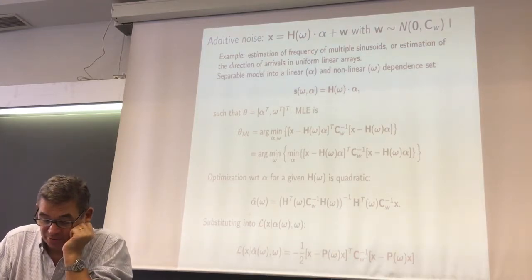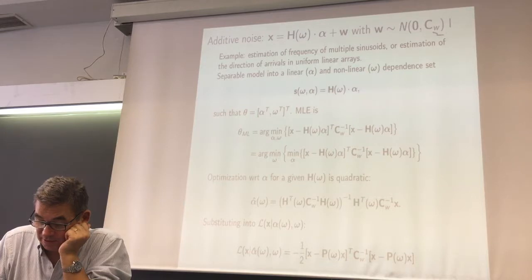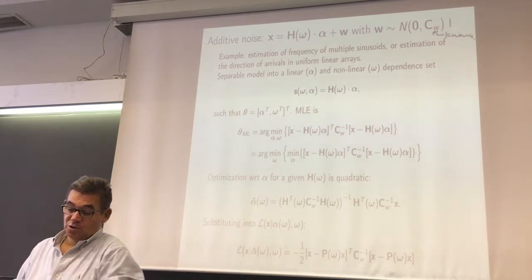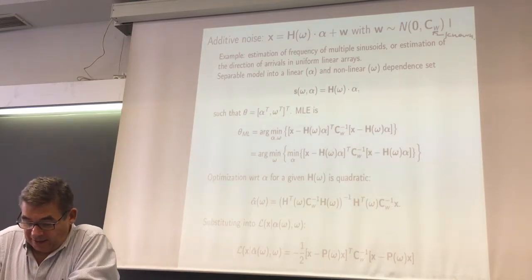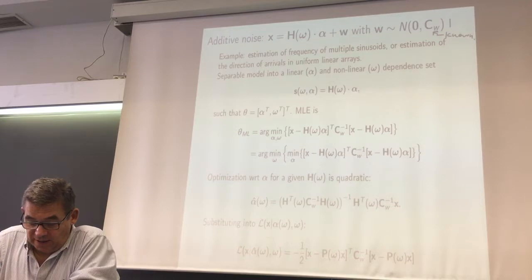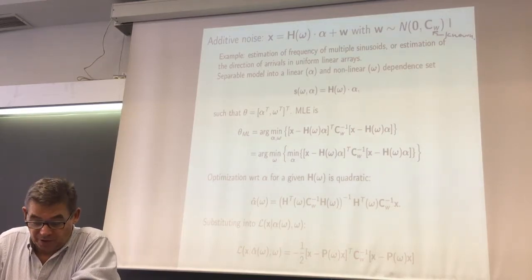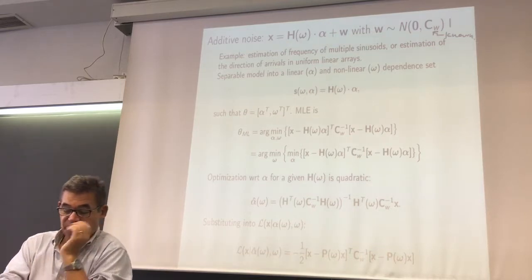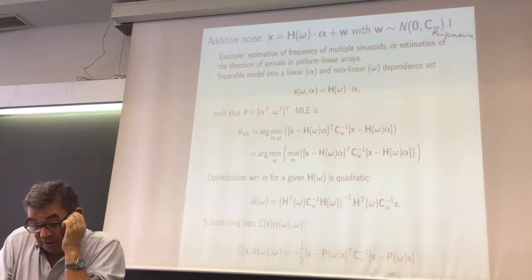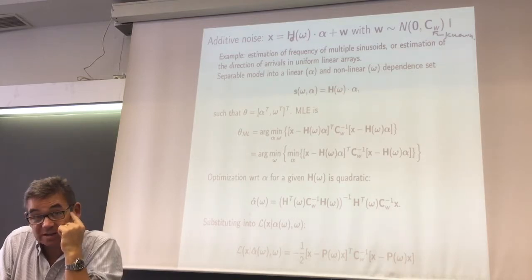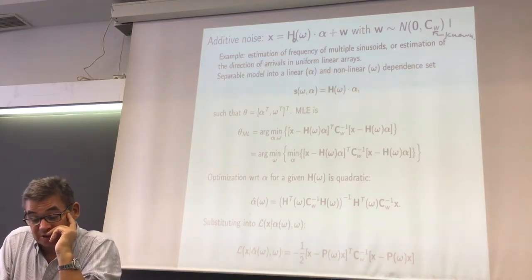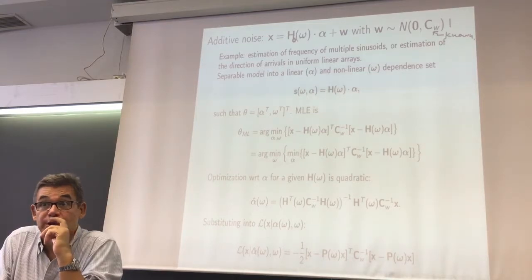Once again, to make life easy, we assume that the noise is stochastic, random, and Gaussian, and the covariance is known. Now, what kind of problem is this? This model is very important in our semester, because this model is describing the sinusoid in noise.